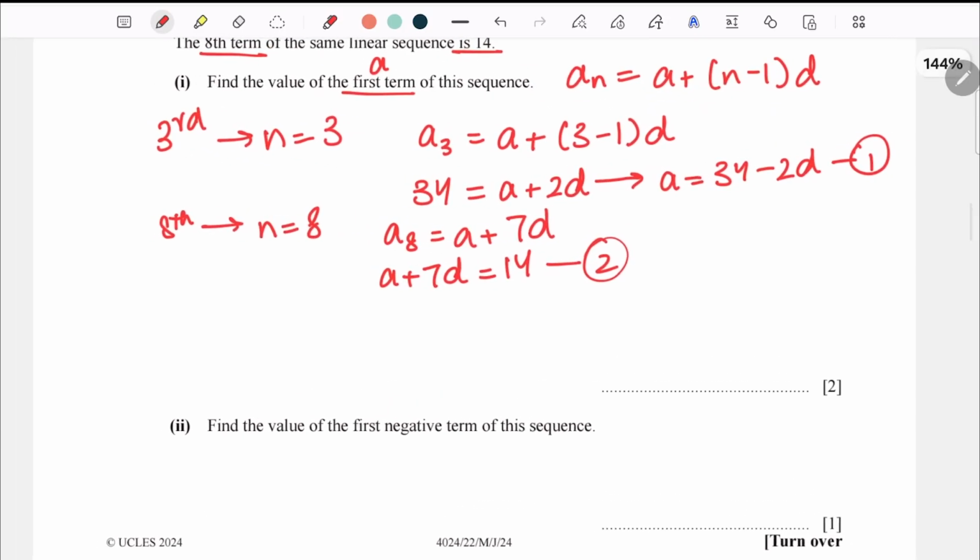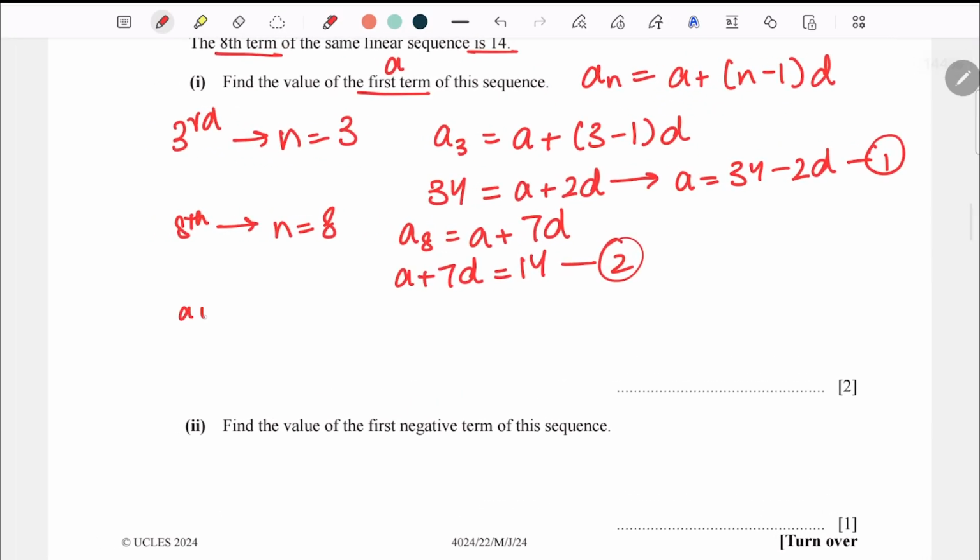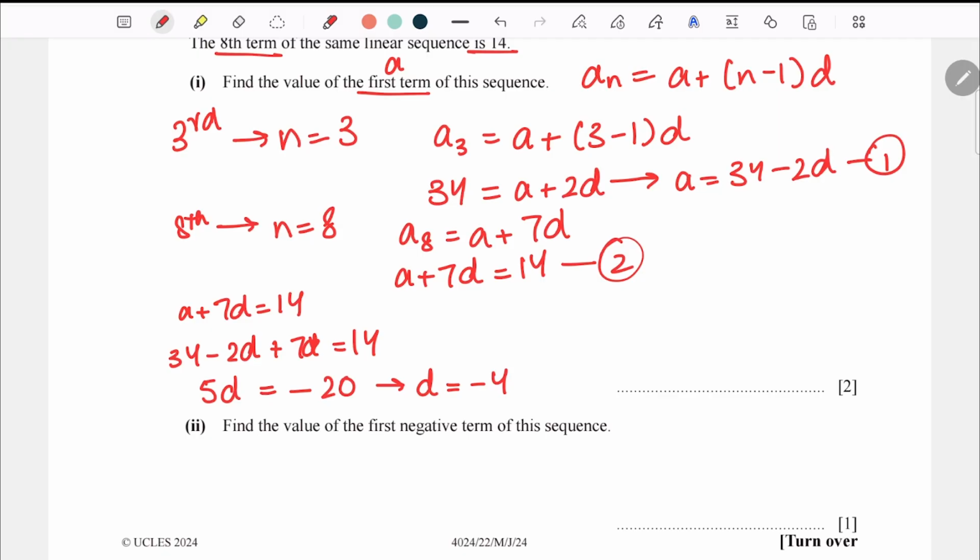I'll use substitution to solve both of them. a plus 7d is equal to 14. a will be substituted by this value right here. 34 minus 2d plus 7d is equal to 14. This will be equal to 5d. 5d is equal to minus 20. So the difference will be minus 4.